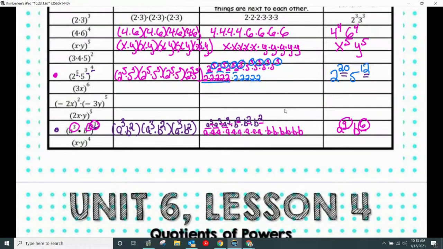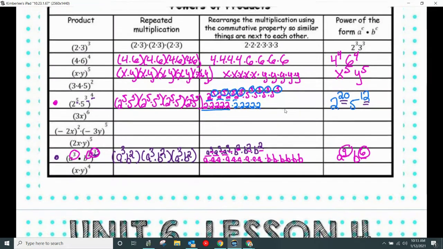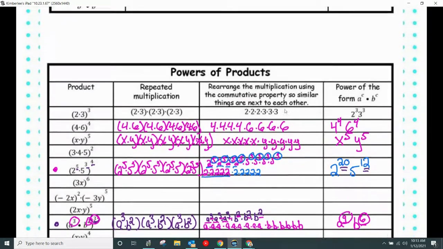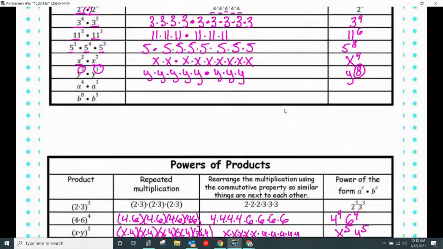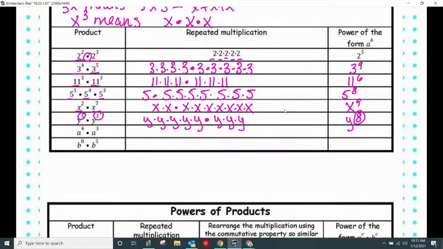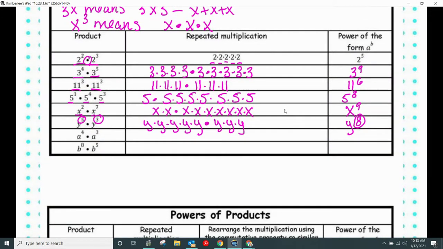Now up above, I know this was a long way, but hopefully it's helped us see why this is true. Up above, hopefully we're noticing when we don't have parentheses and we just have a base to a power times the same base to a different power, we can just add those powers up. If you can't remember, you can write them all out. That's the reason why we can do this.